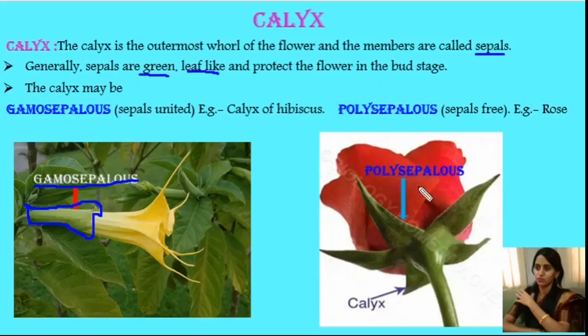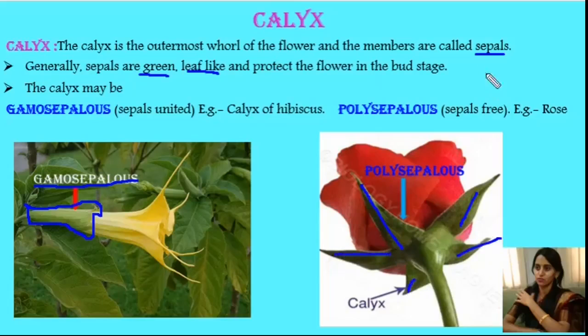Then in some of the flowers, for example rose, you all might have seen the green part of this rose flower, it is the calyx. Okay, here the sepals are free. Look at this, this is the calyx of the rose. This is one sepal, this is another sepal, and this is another sepal. These sepals are free.